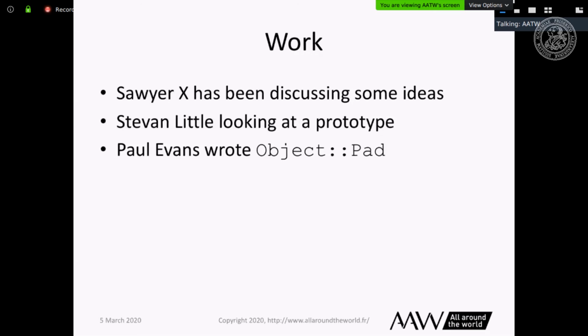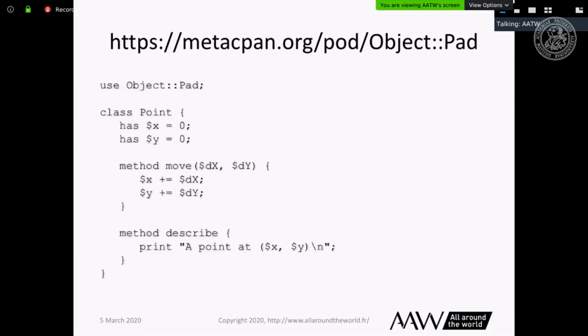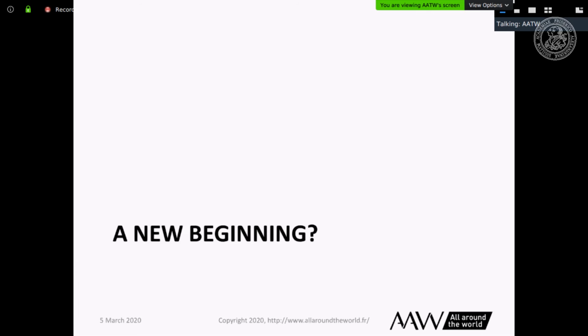To work on this, Sawyer's been discussing some ideas. I won't really get into that because I don't want to step into his territory, but there's been some very positive things coming out of that. Stephen is, again, looking at writing a prototype, and Paul Evans actually wrote Object Pad to give us a chance of understanding how lexical variables can work in this case. And we actually have a chance for a new beginning here.